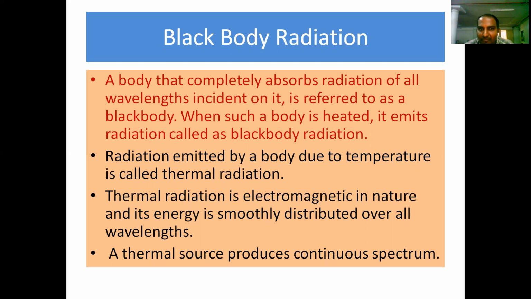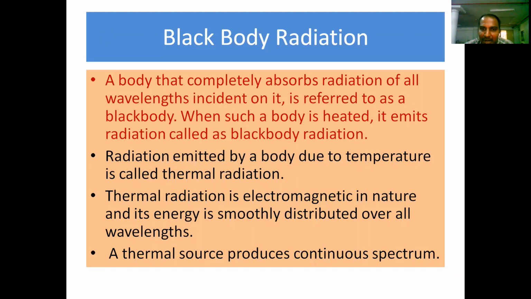So what is the definition of a black body? A body that completely absorbs radiation of all wavelengths incident on it is referred to as a black body. When such a black body is heated, it emits radiations called black body radiations. So if you heat such a black body, it emits radiations of all possible wavelengths or frequencies in a continuous manner, that is, in the form of a continuous spectrum.